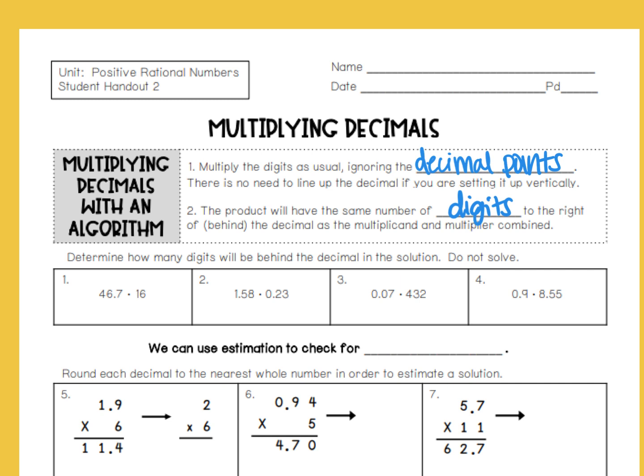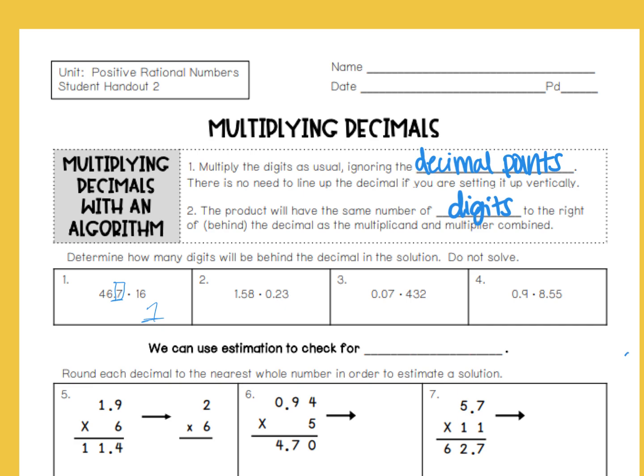So the first thing we're going to do here is determine how many digits will be behind the decimal in the solution. We're not going to solve it, we're just going to count and see how many decimals we will need. So if you look at number 1, behind the decimal, there is only one number. That is our 7. So we will need one number behind our decimal.